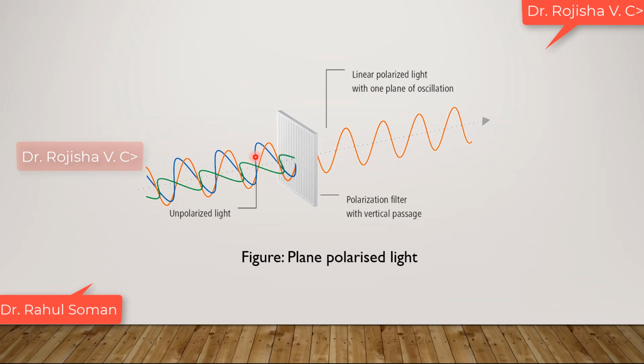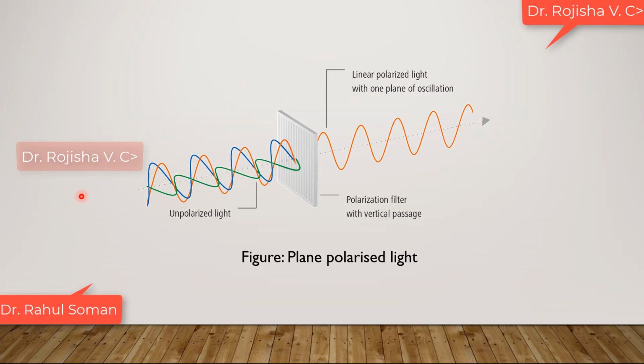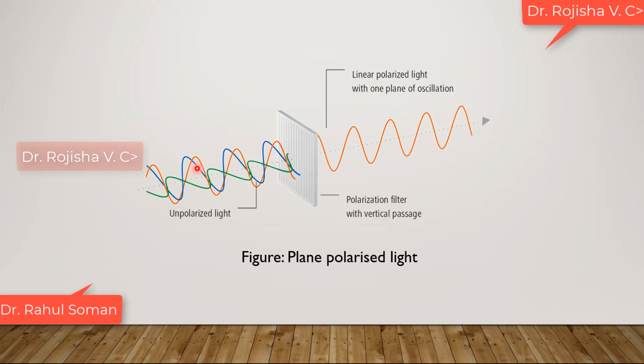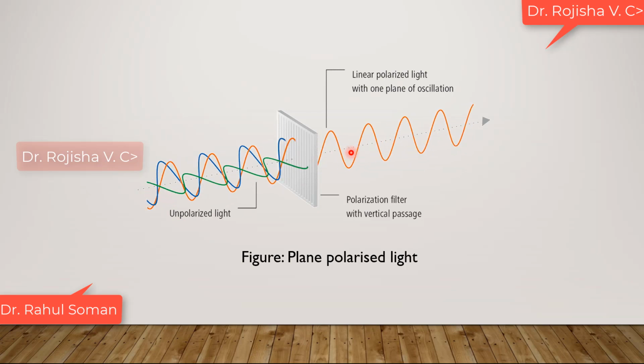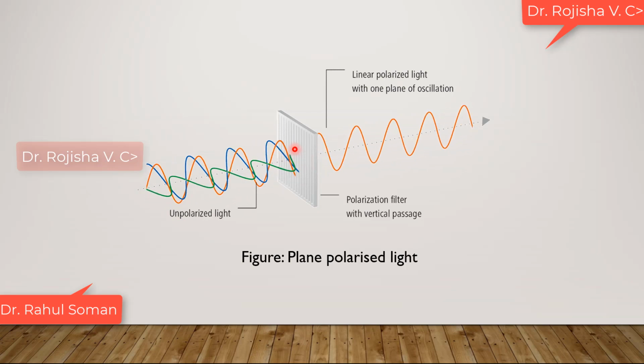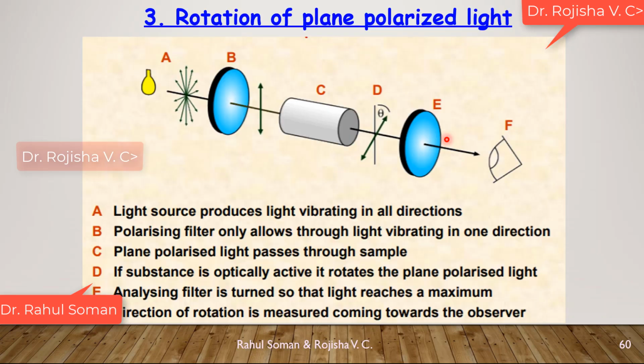Light can propagate in all directions. Whenever light is coming from its source, it will be moving in different directions. Whenever it moves through a polarization filter, we are restricting the direction, so only one direction of light will go through. Such light comes through this portion, and it has a direction like this.